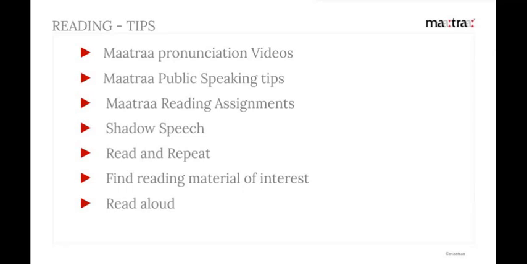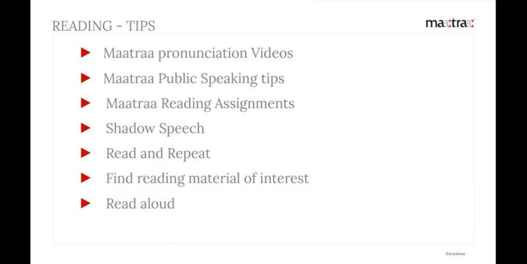Work on your pronunciation. Follow the 20-second a day tip from Matra for public speaking. It's only 20 seconds. You'll notice the difference very, very evidently. Do all the reading assignments on the website like the one we practiced today. There are shadow speech and read and repeat videos which will also help you to read aloud the sentences.